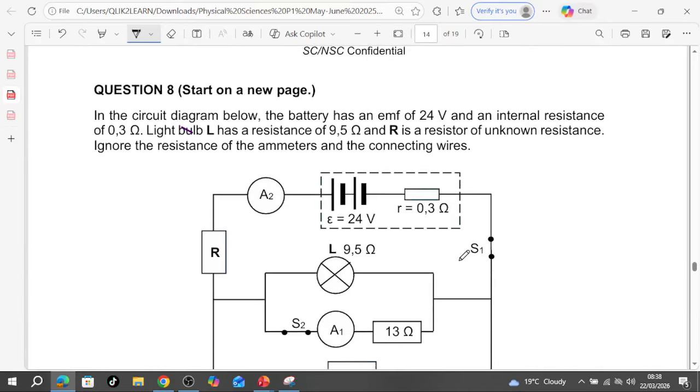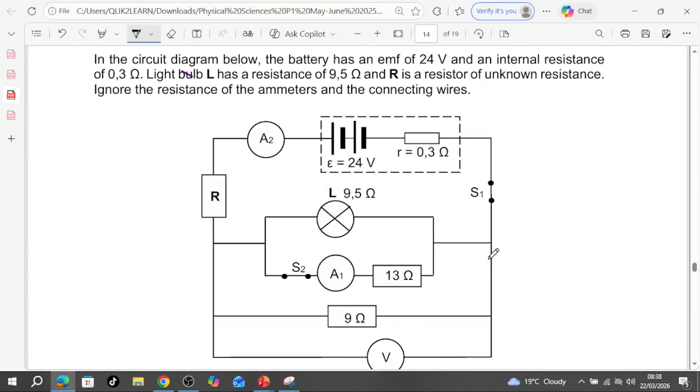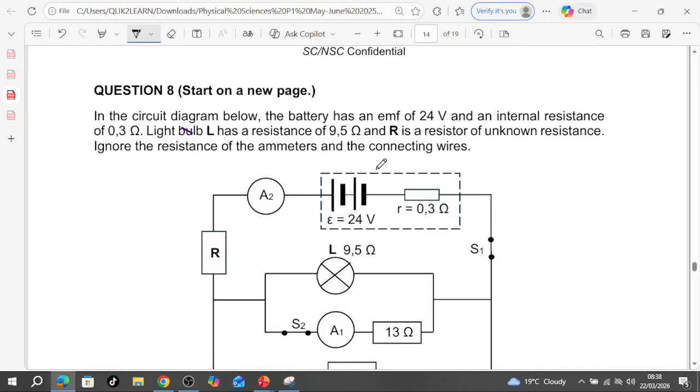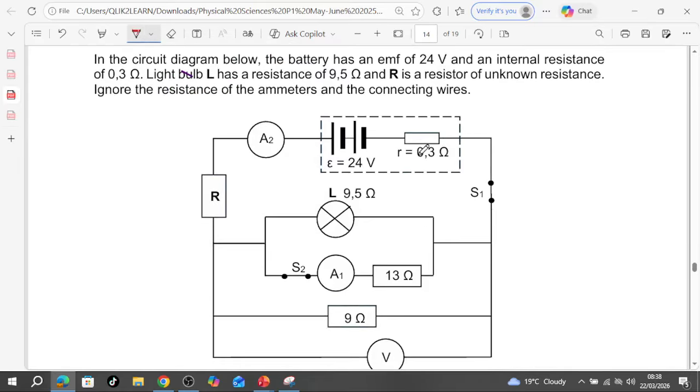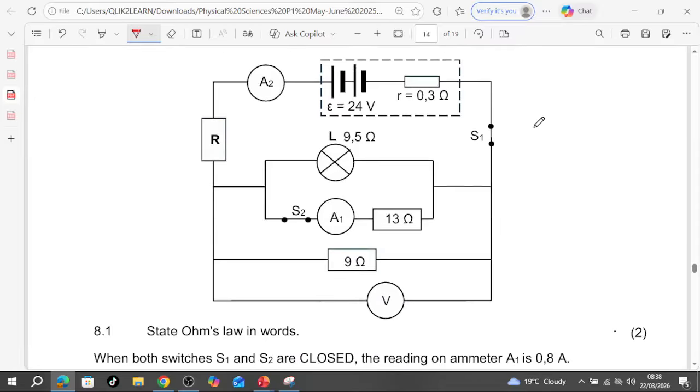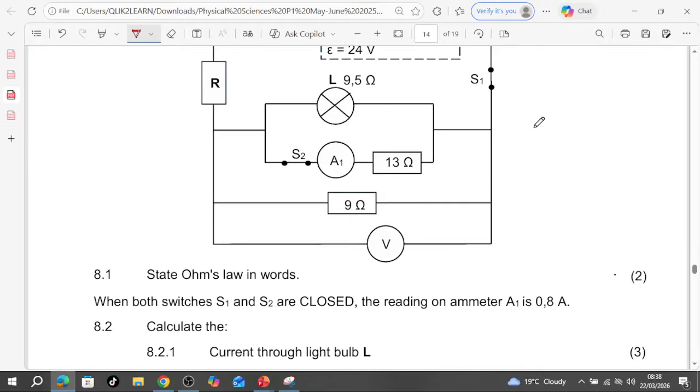So let's go to question 8 and see what we have. Question 8, they say in the diagram below, we are given that the battery has the EMF of 24 and the internal resistance of 0.3. The light bulb L has a resistance of 9.5 and R is a resistor of unknown resistance. Ignore the resistance of ammeters and connecting wires. We can see the diagram. State Ohm's law in words.